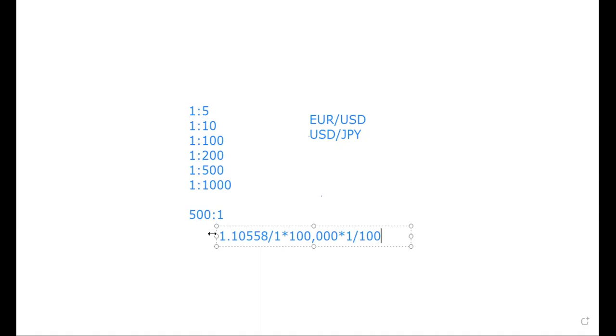So let me quickly calculate it. It's 1.10558 divided by 1 times 100,000 units multiplied by 1. So the answer I got here is 1105.58. So let me go back to my MT4 and take this trade.